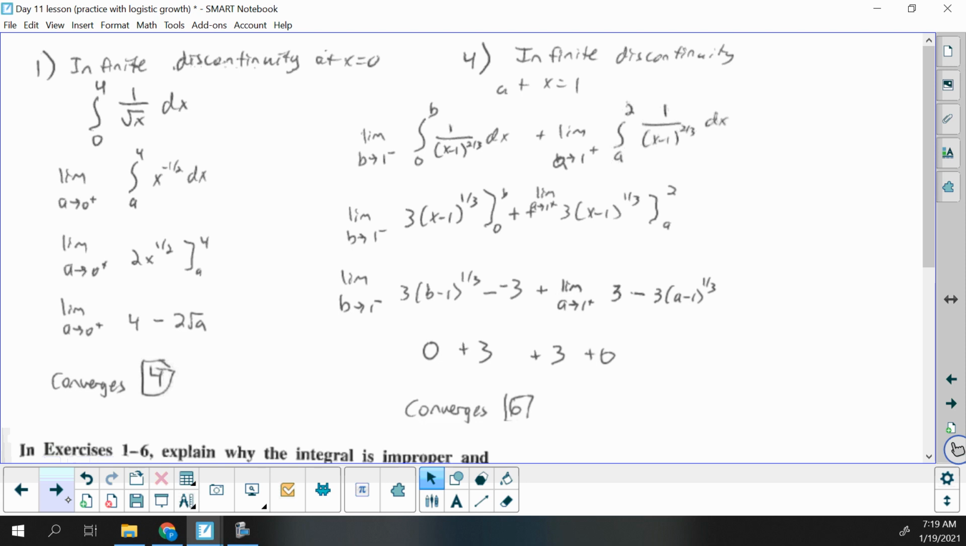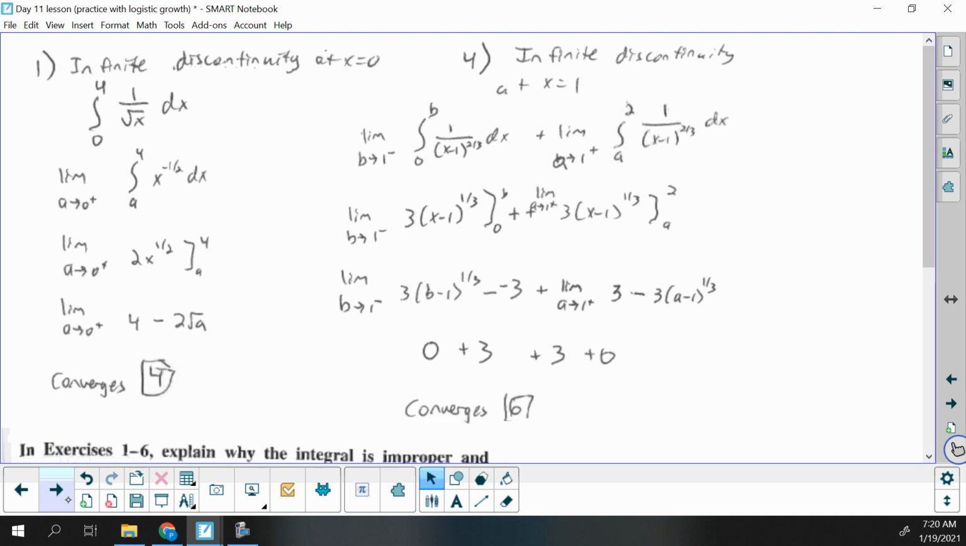In the next one, we were going from 0 to 2. 1 will make the denominator 0. So when you've got a discontinuity in the middle of the interval, we've got to split it up into 2 parts. We'll do 1 from the left, 1 from the right. The antiderivative was the same for both of them. Fill in your b's, fill in your zeros.